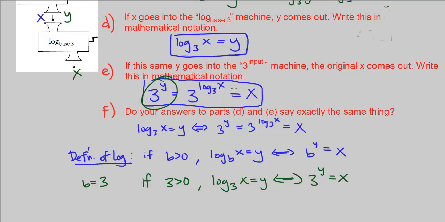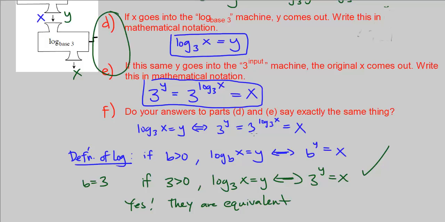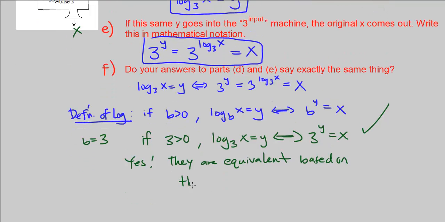And is that what we're saying here? We're saying 3 to the power of y is equal to x? Yes. So are these equivalent? Yes, they are equivalent. Parts D and E are the same thing, based on the definition of logarithm.